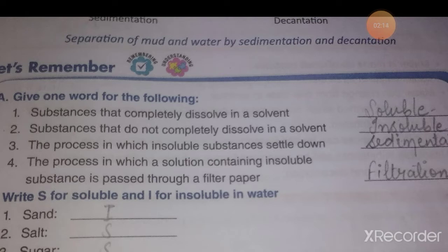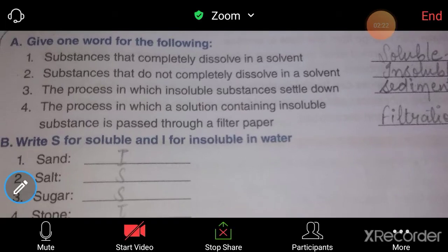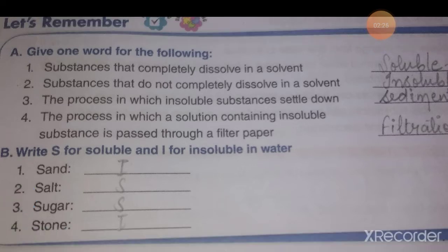Next, write S for soluble and I for insoluble in water. So there are some substances given over here. We have to write I in front of the insoluble substances and S in front of the soluble substances. First is sand. We know that sand doesn't get dissolved in water, so it is insoluble. Write I in front of it.